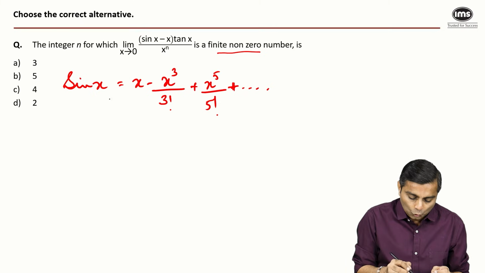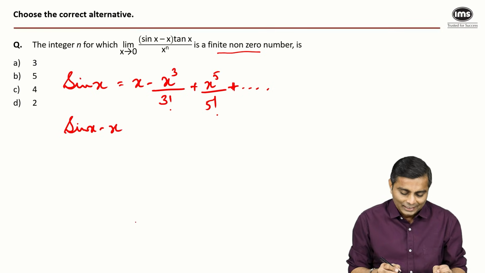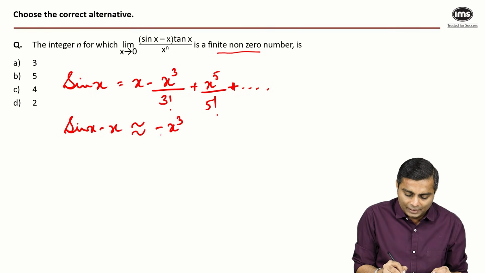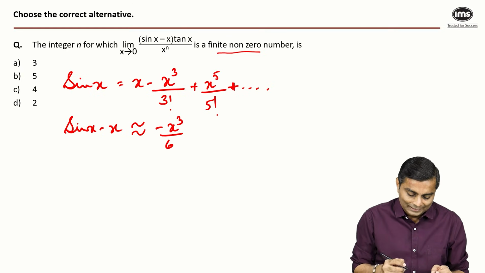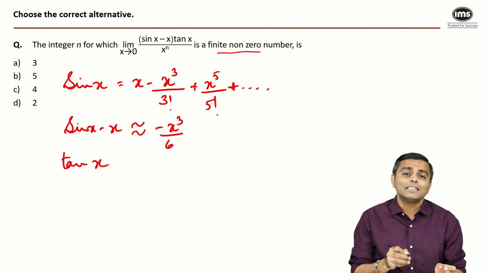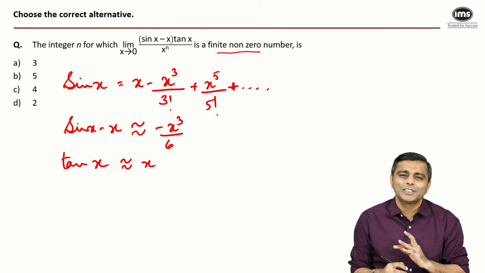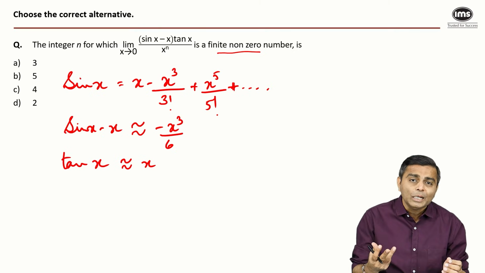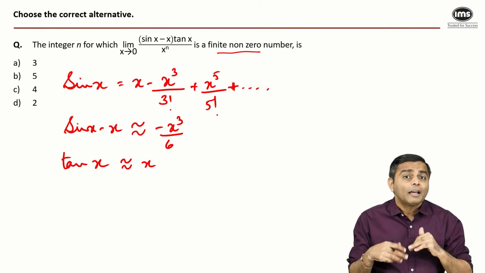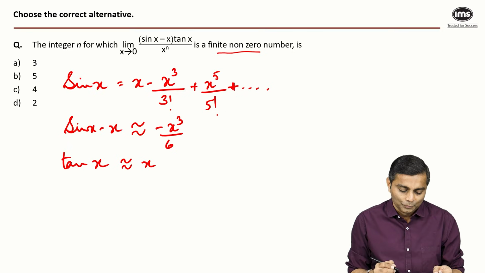That's for sin x. So sin x minus x will almost be equal to minus of x cube by 3 factorial, or 6. Other term, tan x. The series of tan x is almost equal to just a plain x when x is nearing 0. These are very standard values. People who have done limits will obviously know this and should not take a lot of time. People who have not done it, or have left it for whatever reasons, it's not a very difficult question. If you know these properties, you should be able to do it.